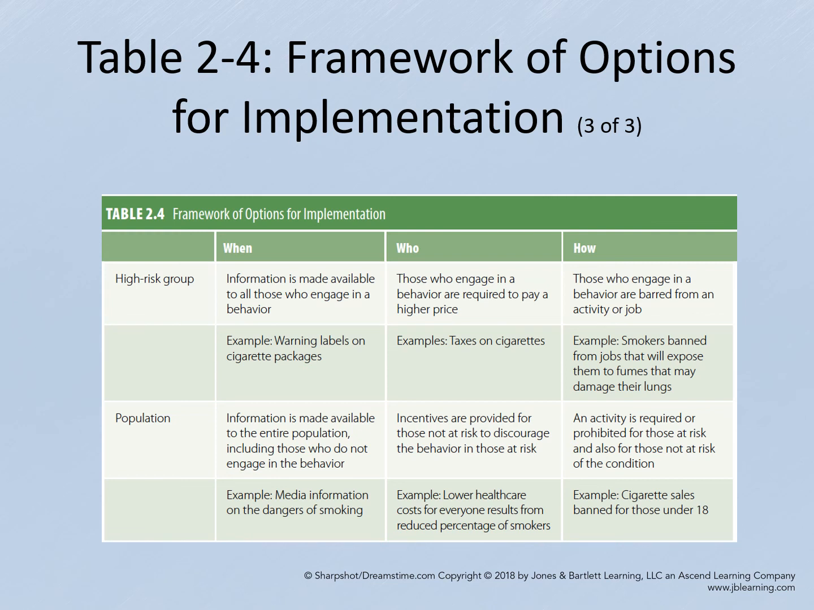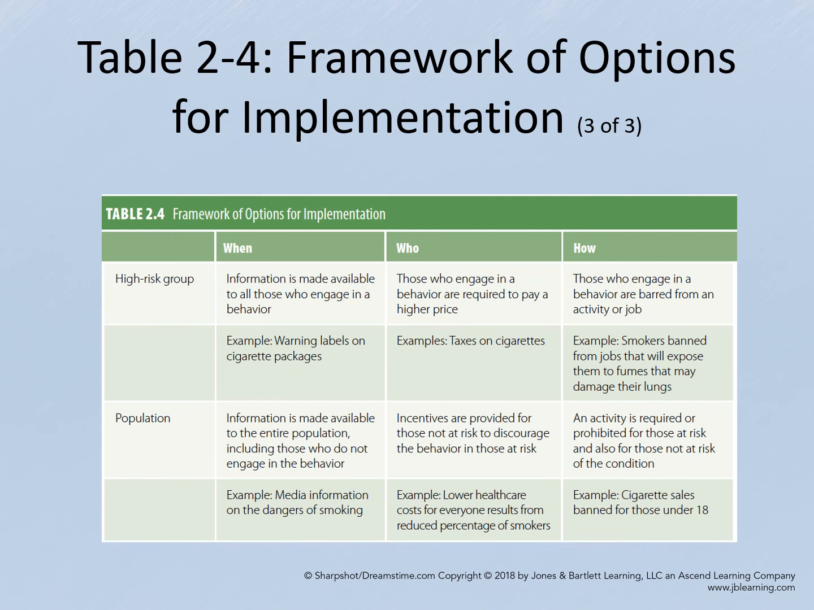When information is made available to those who engage in a behavior. Example, warning labels on cigarette packages. Who? Those who engage in a behavior are required to pay a higher price. Taxes on cigarettes is who. And how? Those who engage in a behavior are barred from an activity or job. Example, smokers banned from jobs that will expose them to fumes that may damage their lungs.